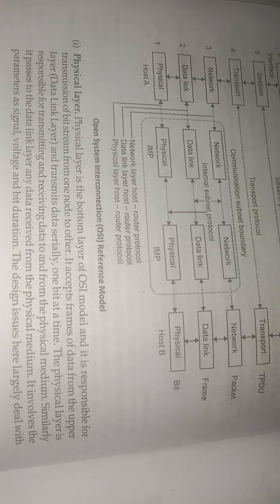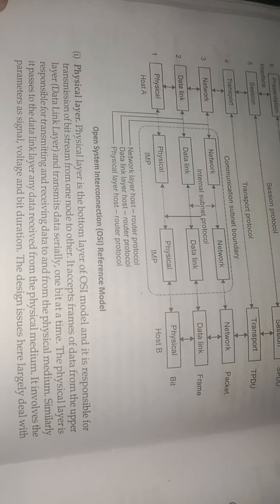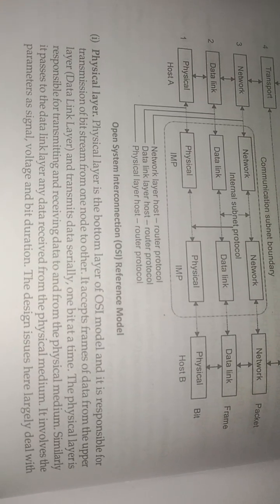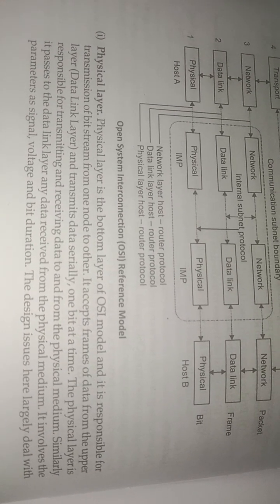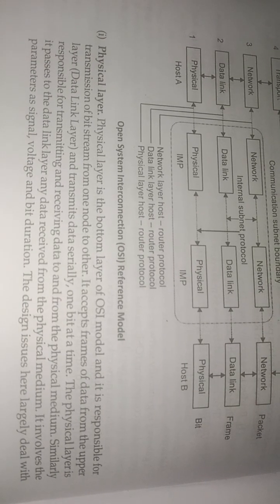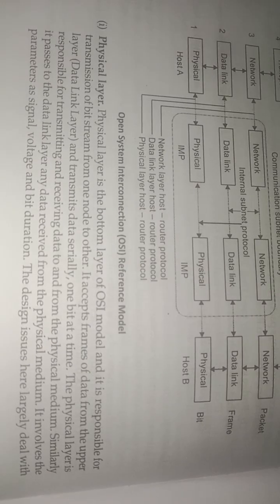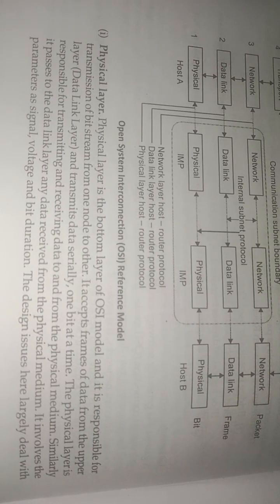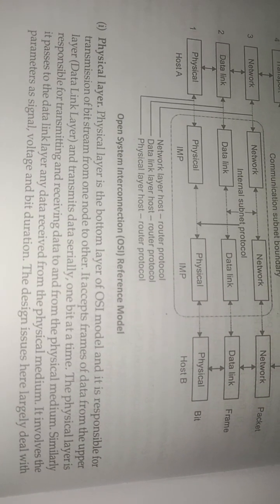Physical layer is the bottom layer of the OSI model, and it is responsible for transmission of bit stream from one node to another.